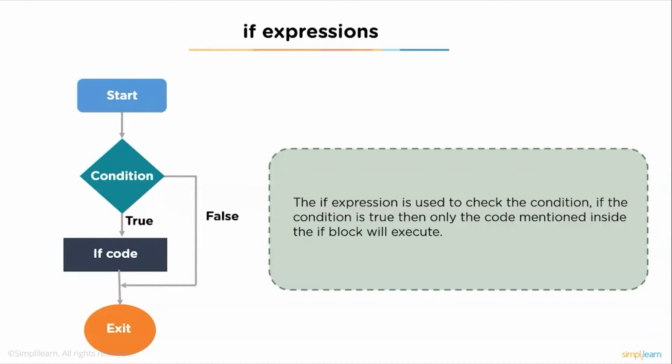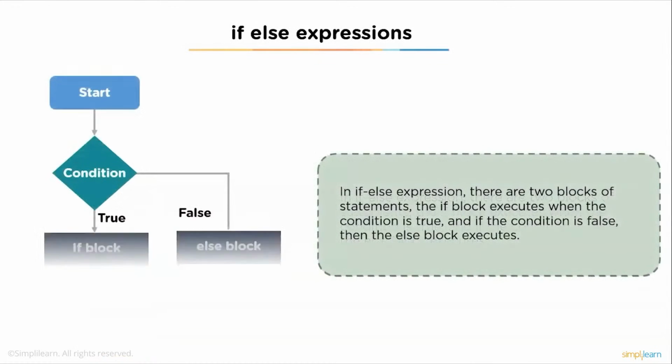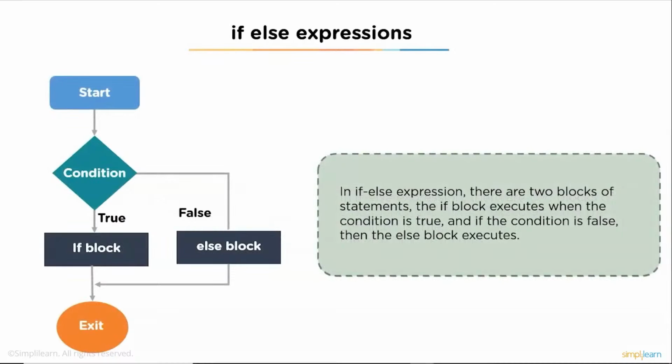As we can see, there's a statement, then there is an if condition. If the condition is satisfied, that is, if it is true, then only the if code will execute, otherwise, if it is false, then control will exit. Now, moving on to the if-else expression. The if-else expression has two blocks of statements. The if block executes if the condition is true, and if the condition is false, then the else block executes. The if-else is similar to the if expression. The only difference is it has one extra block known as the else block.